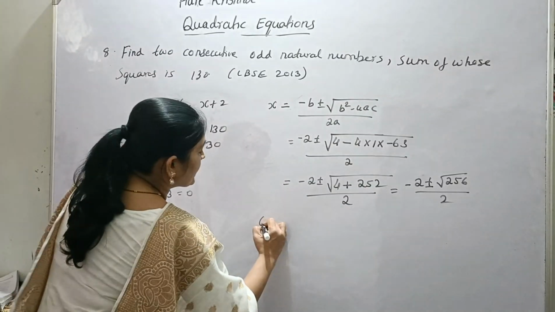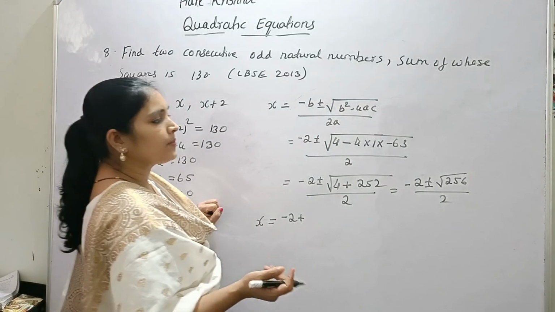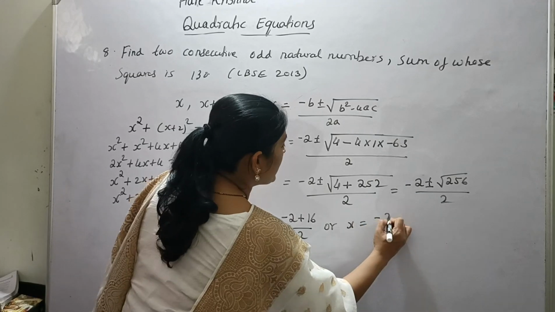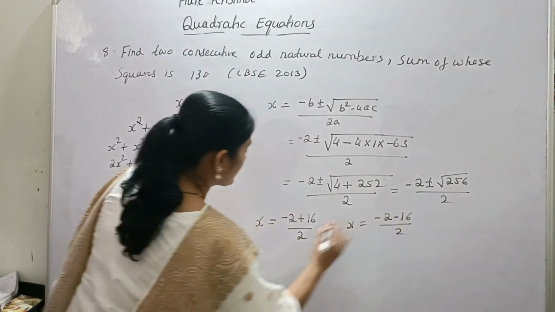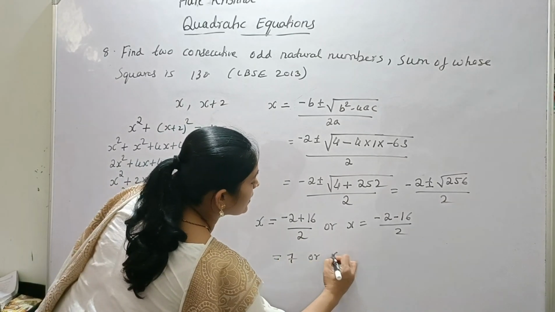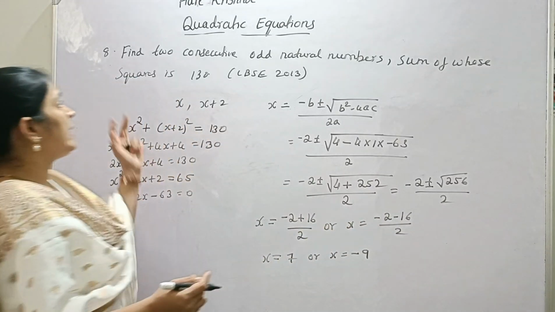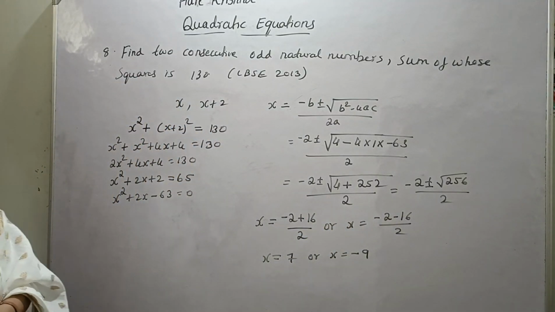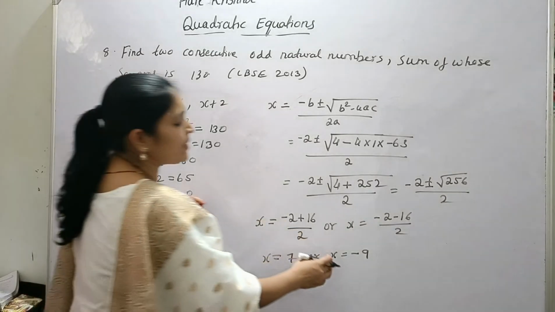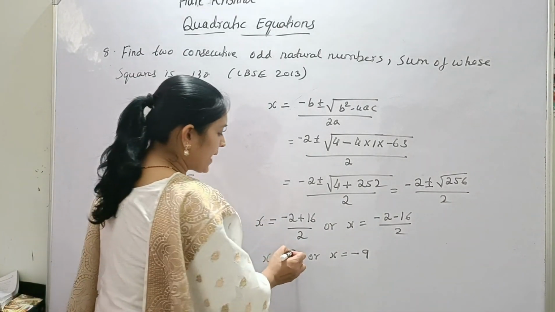That is x is equal to minus 2 plus square root of 256, which is 16, divided by 2, or x is equal to minus 2 minus 16 divided by 2. That is x is equal to 14 by 2, which is 7, or x is equal to minus 18 by 2, that is minus 9. Here it is mentioned that the two numbers are odd natural numbers. Therefore, x is equal to minus 9 is not possible. Minus 9 is an integer, right? Therefore, x is equal to 7.